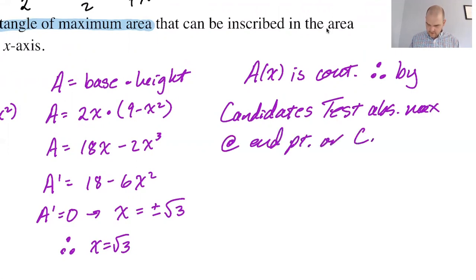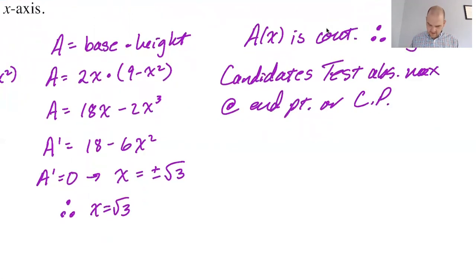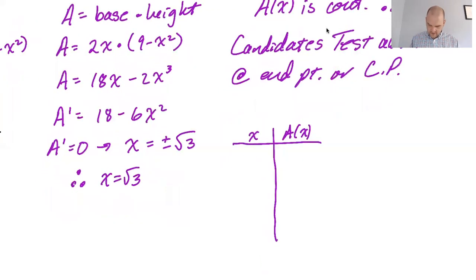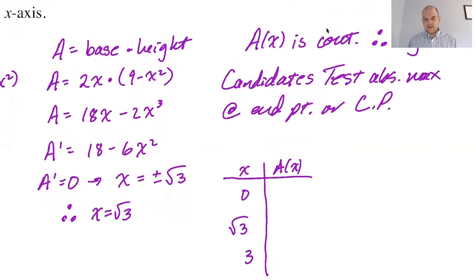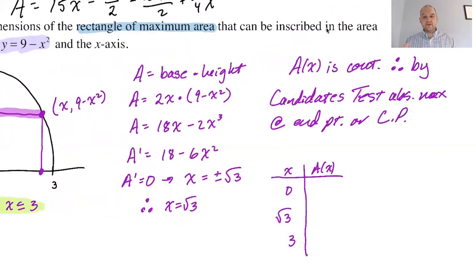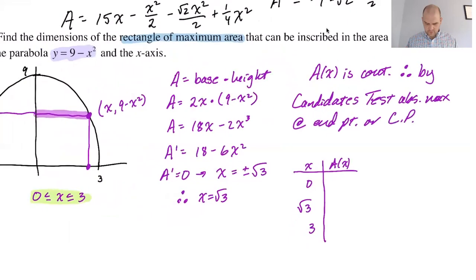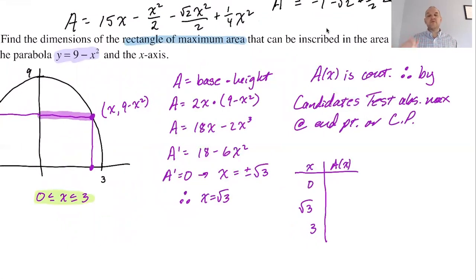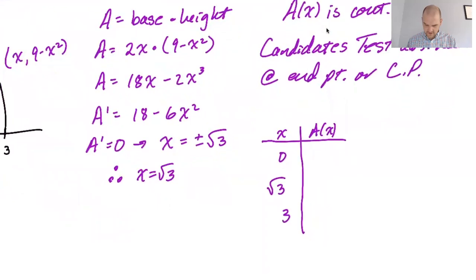or critical point. Okay, so we can make a table, and our table is going to have x and then A of x, and our endpoints were 0 and 3, and our only critical point on the interval is radical 3. We could use the lonely critical point theorem on this, right? If at radical 3 there's a relative maximum, it'll be the absolute maximum because it's the only critical point on the interval. So if the function changes from increasing to decreasing there, it can't change anywhere else. That must be the absolute max. But we're going to use the candidates test.